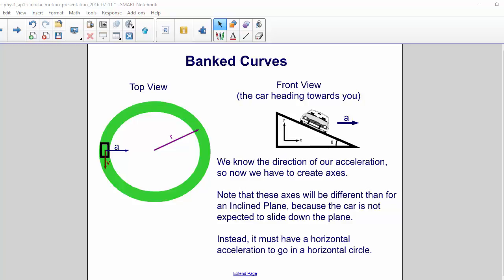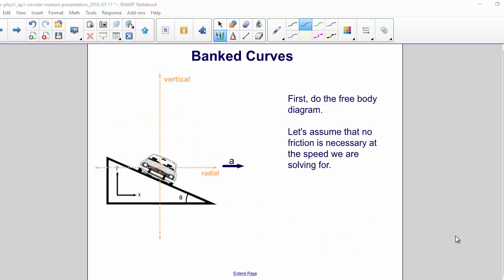Here's a top view and a front view. We know that the direction of our acceleration is towards the center, so now we have to create axes. Note that these axes will be different than for the inclined plane because the car is not expected to slide down the plane. Instead, it must have a horizontal acceleration to go in a horizontal circle. So we want to line our x-axis up with the acceleration.